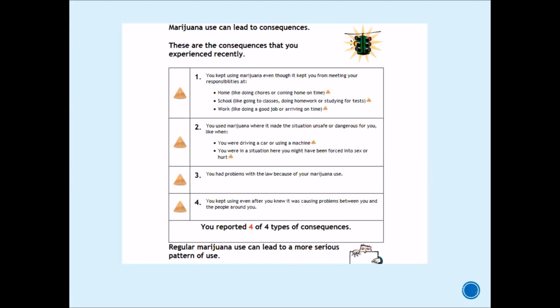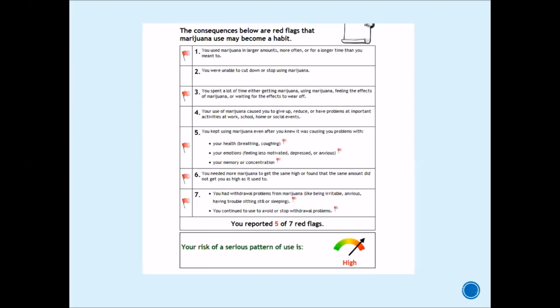And so throughout this page, you're giving them feedback, but it's an opportunity to hear more details, more specific examples about consequences that they've experienced related to their marijuana use. This is the dependence page, and we give them a little bit more candid feedback. We don't, again, use the label of marijuana dependence or marijuana disorder, but we talk about these consequences as red flags for marijuana use becoming a habit. Anything that they have endorsed in their assessment has a red flag next to it.